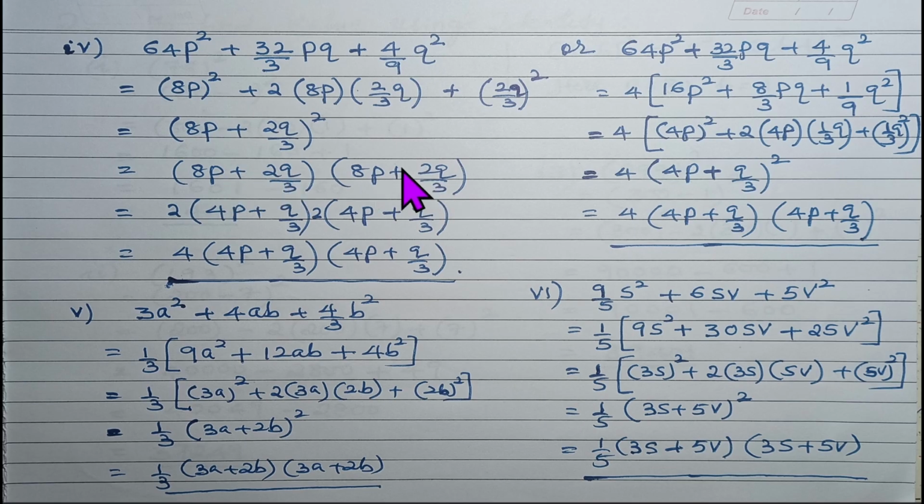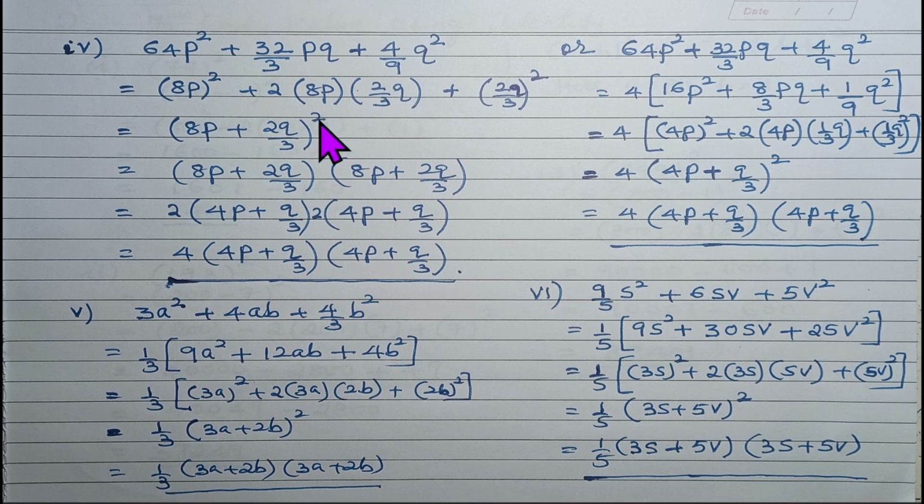But very interestingly here we have 2 common in this, so I can take 2 outside. So 2 fours are 8, so it becomes 4p, and 2 is outside and q/3. Here also 2 is common, I can take 2 outside, it will be 4p + q/3. 2 into 2 becomes 4, 4 into (4p + q/3)(4p + q/3). So these are the factors of the given polynomial.